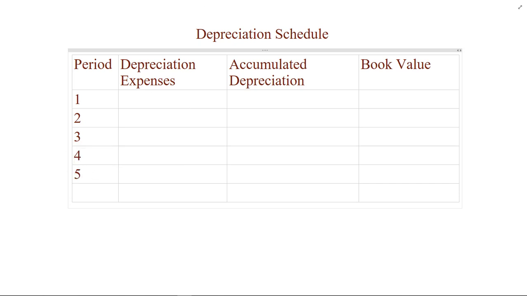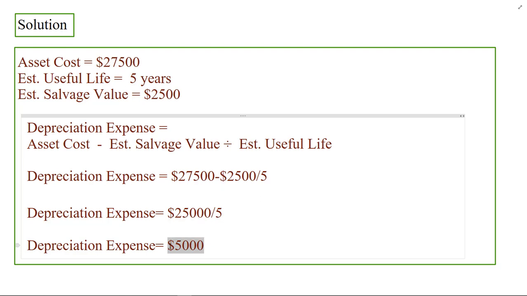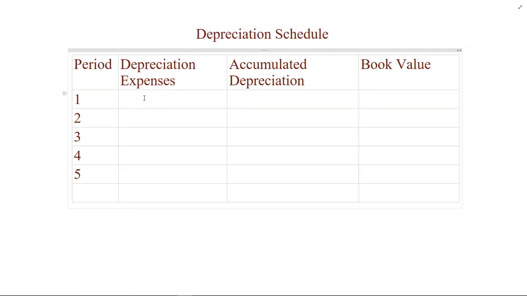Coming to the depreciation expenses. Students, depreciation expenses we have already calculated. From where have we calculated? Asset cost minus estimated salvage value divided by estimated useful life of the asset. That's equal to 5,000, which we have already calculated. Students, that 5,000 is equal for every year. This is what the straight line method means.